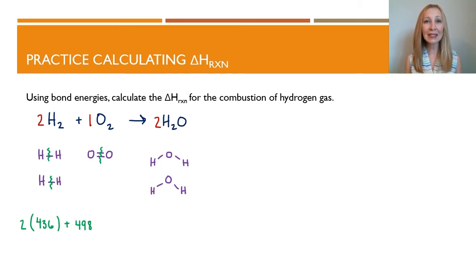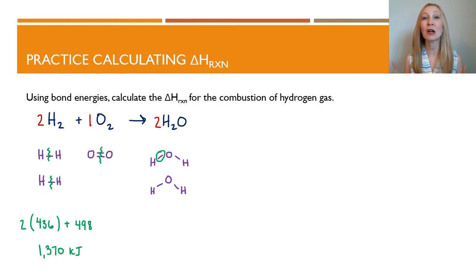So if I add these 2 numbers together, I'm going to get the total amount of energy that I have to put in to this chemical reaction to break every single one of the bonds. So 2 times 436 plus 498 gives me 1,390 kilojoules. That's how much energy it takes to break all the bonds in all of the reactants in this equation.